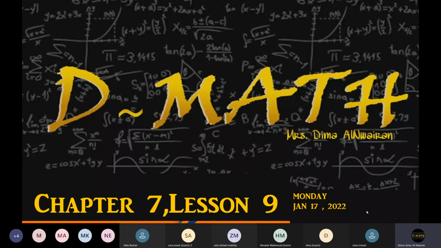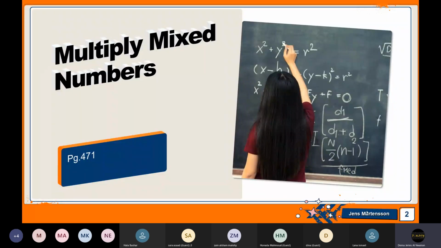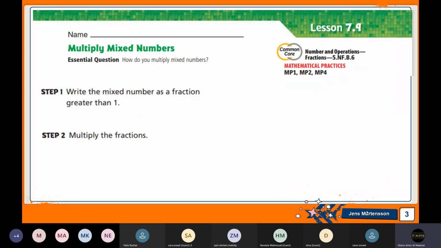Today we're going to continue our lesson in chapter 7, lesson 9, which is about multiplying mixed numbers. All of you please open your book, page 471, 472. Now, yesterday we said that in order to multiply a mixed number, the first step we need is to write the mixed number as a fraction. Then we get two fractions, so we will multiply them.